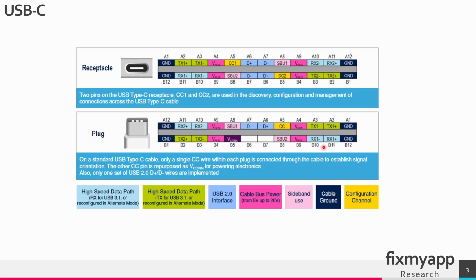In the plug, so in the cable, you can see there's only one communication pin, and this is connected to the cable to establish signal orientation. So this will determine in which orientation the cable is plugged in into this receptacle. And because this is the communication pin, the other CC2 will become VCon. And the VCon is used as a power rail for powering the electronics, so the integrated circuits that are in this plug. Also, there is one differential data pair implemented for the USB 2.0, and the other one will be blank.